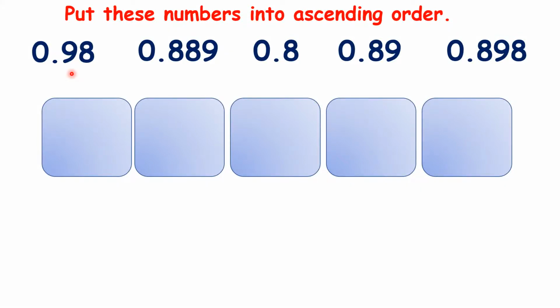So we have 0.98, 0.889, 0.8, 0.89 and 0.898, and we need to put these numbers into ascending order, so we need to sort them from smallest to largest. When comparing numbers, we start with the larger place values, the most significant place values, and work our way to smaller place values if they're the same.